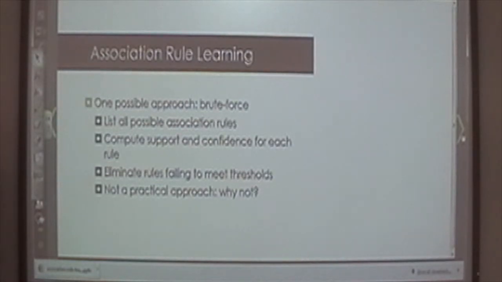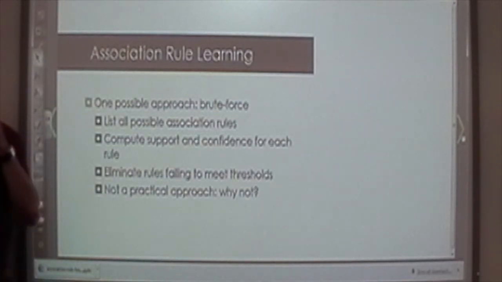Suppose you have a whole bunch, not even that many, transactions in your item set. One way to get these rules is brute force, which means listing all of your association rules, computing the support and confidence for each rule, and then eliminating rules failing to meet the thresholds. Now, this isn't going to be very practical, and I want you to tell me why.